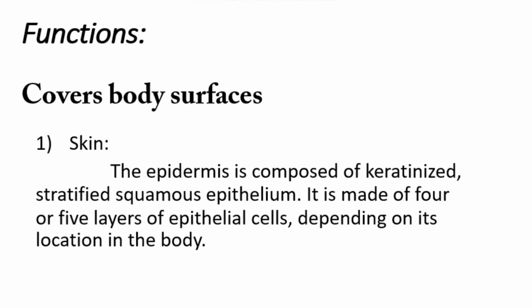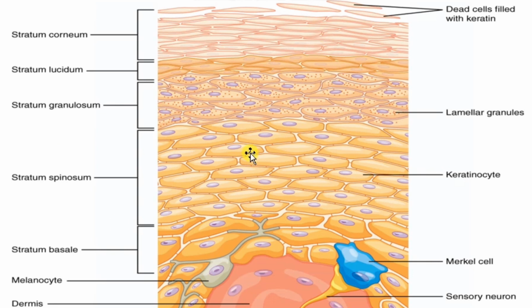So let's see what it is. So this is the skin. As you can see, the epithelium in the skin is called the epidermis, the outer layer of the skin, and the inner layer is the dermis, as you can see here. In the epidermis we have 5 layers: stratum basale, stratum spinosum, stratum granulosum, stratum lucidum, stratum corneum.